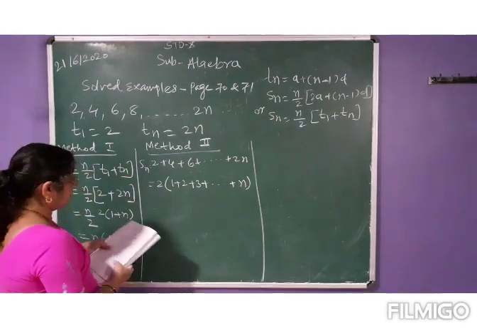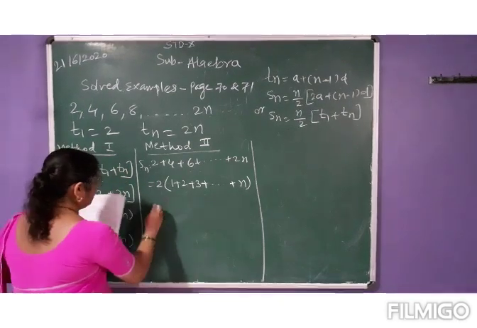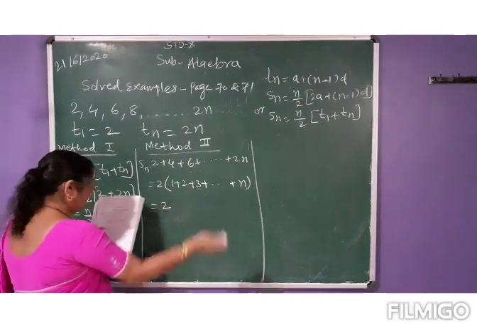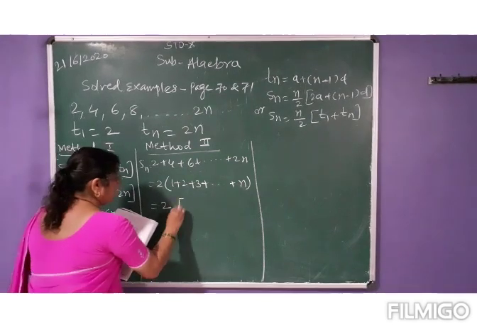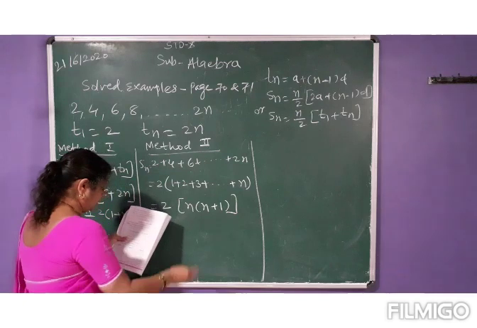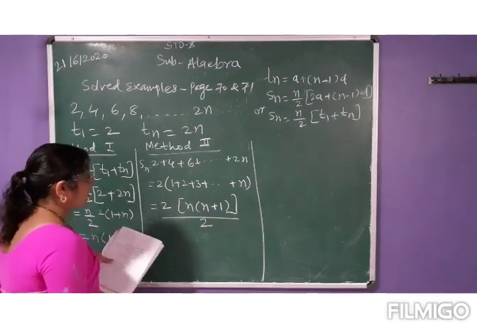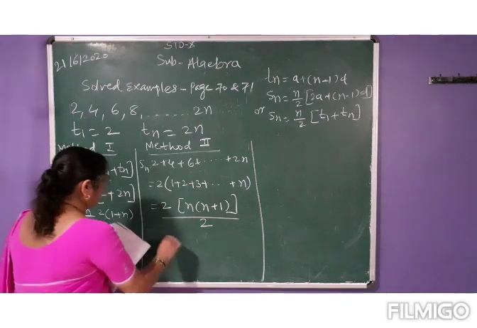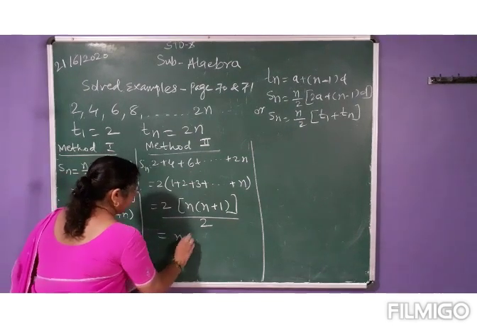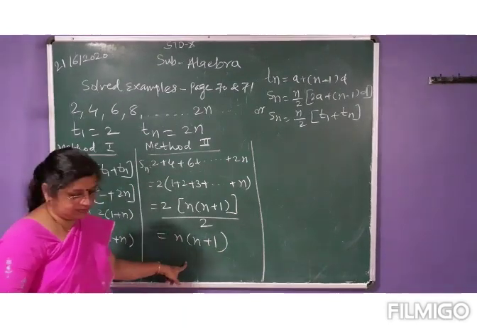Now this 1 plus 2 plus 3 plus up to n, what is the answer here? See here, 2 into, these are the n terms, so n into n plus 1, correct? This is divided by 2, right? The formula, yes? So what I will get here, 2 will get cancelled, n into n plus 1. It is one and the same answer.